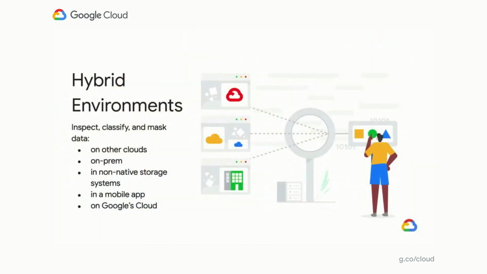So what do we actually mean by hybrid environments? Well, really, we're thinking of, again, taking those core capabilities around inspection, classification, and masking, and applying them on data that might be in other clouds, might be on premise, could be in non-native storage systems. This could be like a database that you're running inside of a virtual machine. Maybe it's running inside of an application like a web or a mobile app, or it could, of course, be running on Google Cloud.